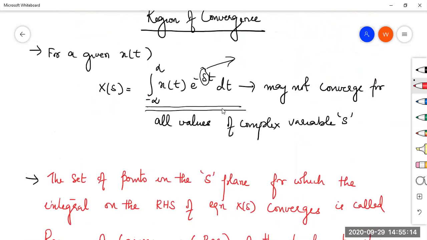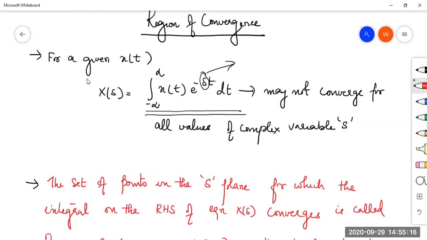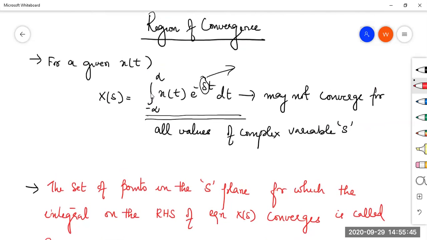Now, for some values of s, this integral, minus infinity to plus infinity x of t e raised to minus st dt, will not converge. That means the value of this particular equation will become infinity for some values of s. So we have to find the values of s for which this particular integral converges, or is a finite value. So those points are known as region of convergence.